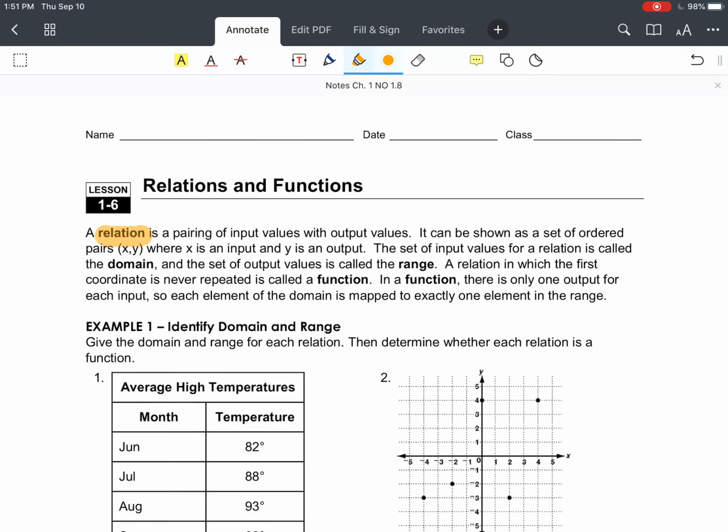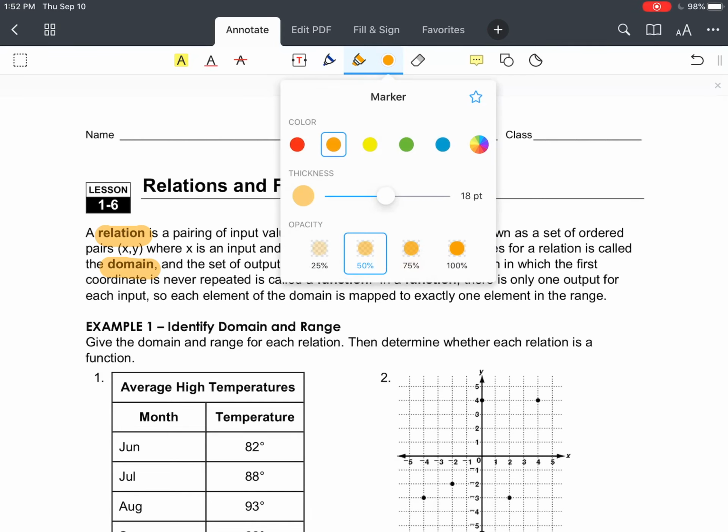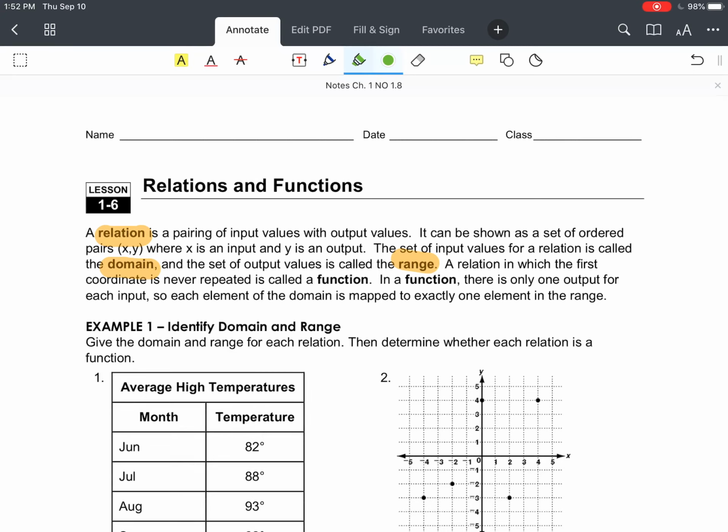We're in lesson 1.6 of Algebra 2, Relations and Functions. A relation, our first vocab word, is just a pairing of input values with output values. We're used to seeing relations as ordered pairs, where x is the input and y is the output. The input values, or x's, are called the domain. The output values are called the range, and you can also call it y.